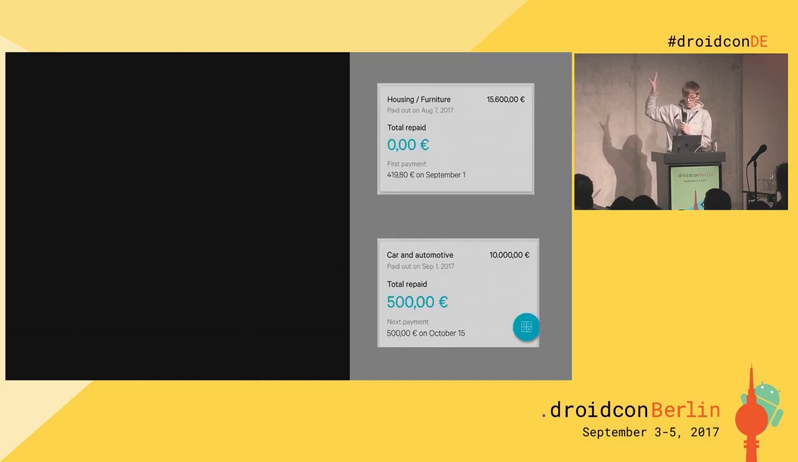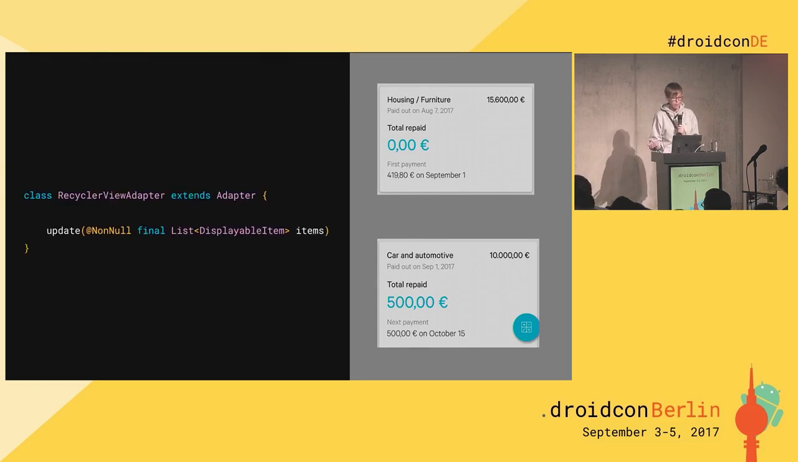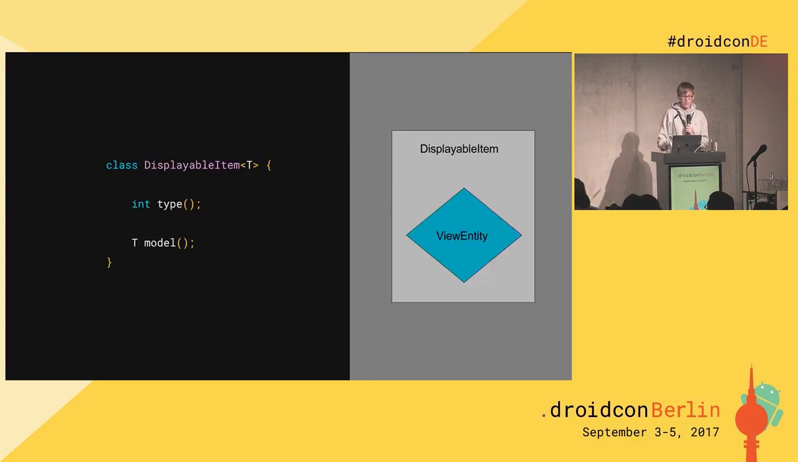So now we have a list of these things, right? And this is going to go into the recycler view. And this is just an implementation detail, but it's important to understand the next steps, that our adapter is taking displayable items. It's not taking the view entity that we just created. But don't worry, this display item is something very simple. It's just an object where we wrap the stuff that we want to present in a list. So it has a type, so the adapter can know which type of view holder to use. And it has the model. In this case, it's going to be this view entity model.